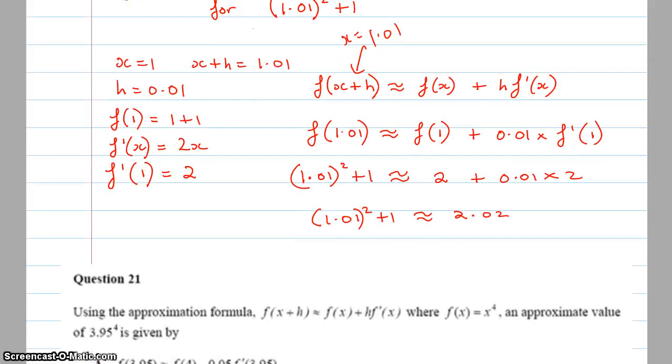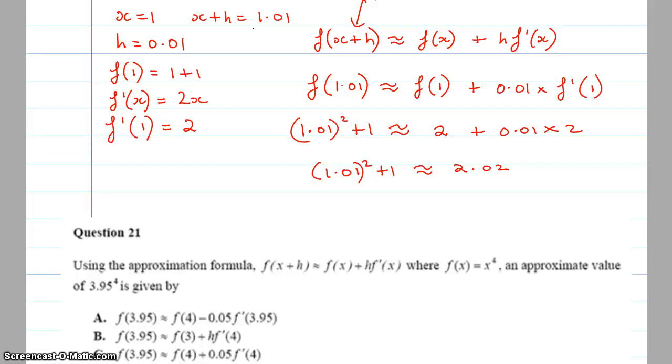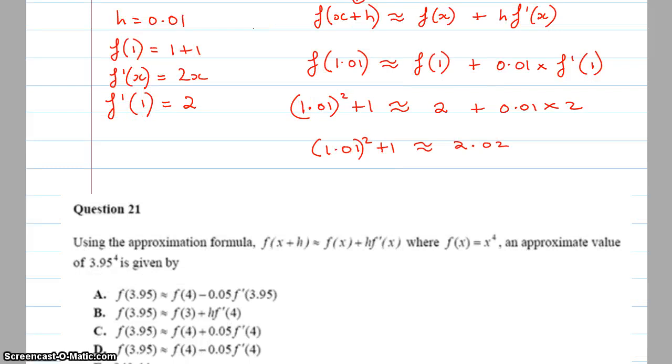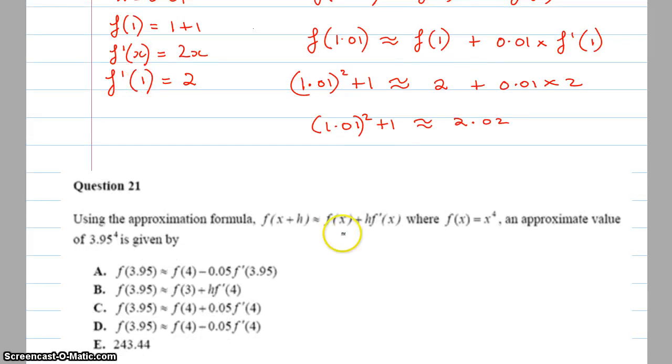Here's a question I've grabbed from an exam. It says, using the approximation formula, f of x plus h equals f of x plus h times f dash x, and f of x equals x to the power of 4, what's an approximate value for 3.95 to the power of 4? Well, let's just have a look at this for a second. 3.95, that's a bit confusing. That is going to be my x plus h value.